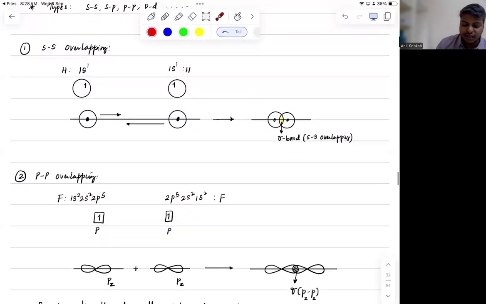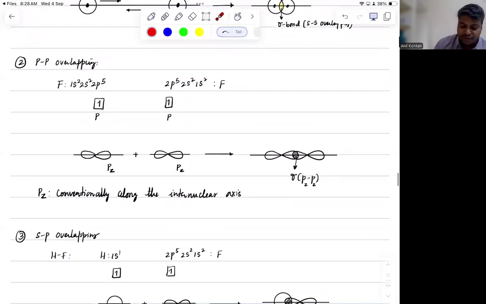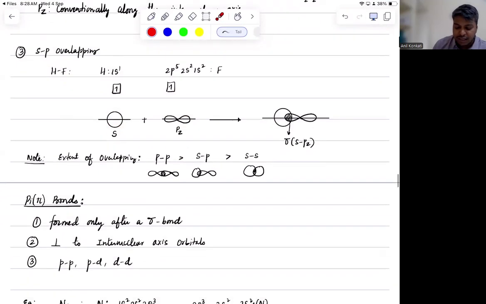The sigma bond forms between s and s, s and p, p and p, p and d, and so on. Here orbitals are approaching each other, making a sigma bond, which is ss overlapping. In F2, these two, pz and pz, are overlapping, giving sigma overlapping. In HF we have s and p overlapping on the internuclear axis, so a sigma bond is forming. The extent of overlapping is best in the pp bond compared to the sp bond, then the ss bond.